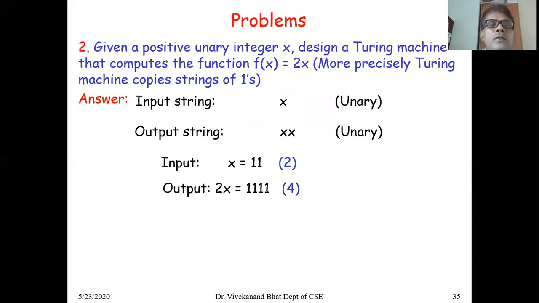So given a positive unary integer x, design a Turing machine that computes the function f of x equal to 2x. More precisely, the machine will copy the string of 1s. We have the input string of 1s, and after computation we get a copy of the input string, xx. For example, if the input string is 1, 1, the output should be 1, 1, 1, 1. You can easily design a Turing machine for this function f of x equal to 2x.